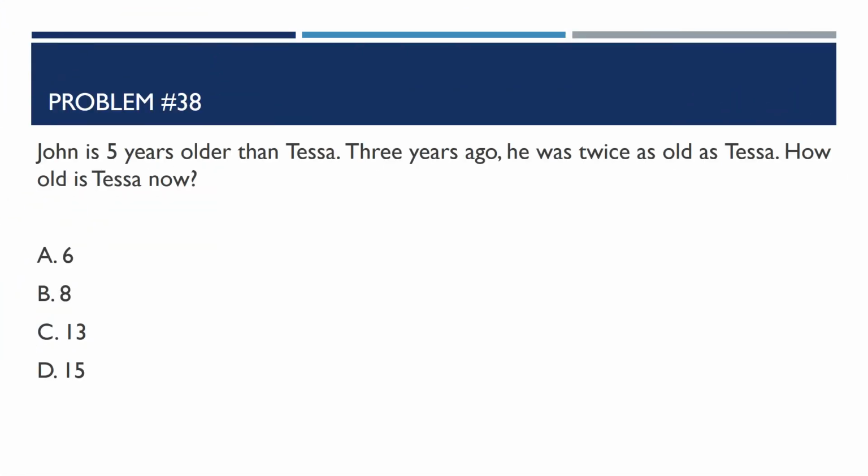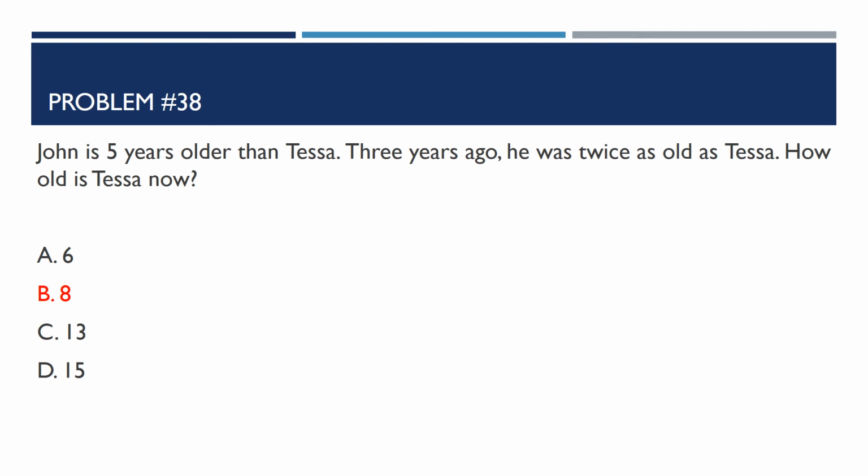Number 38. John is 5 years older than Tessa. 3 years ago, he was twice as old as Tessa. How old is Tessa now? The answer for this problem is 8. How did we get 8?